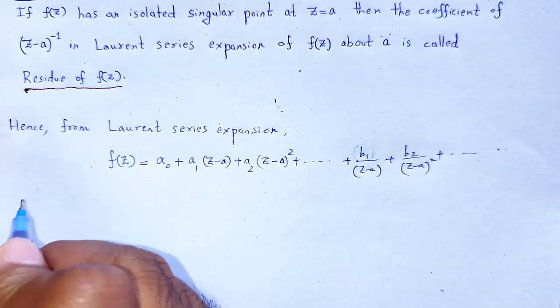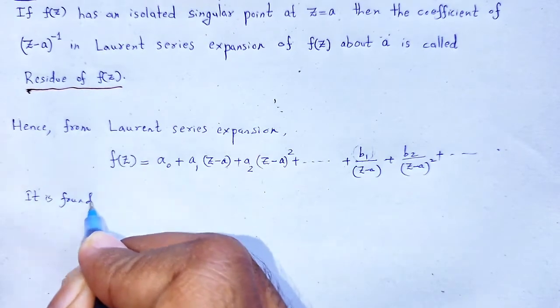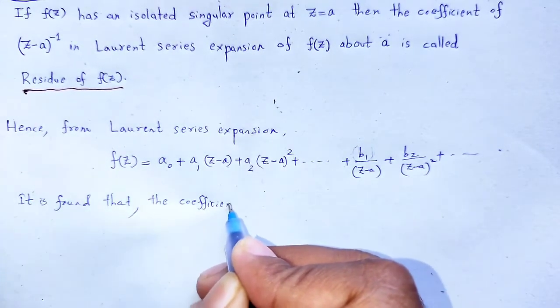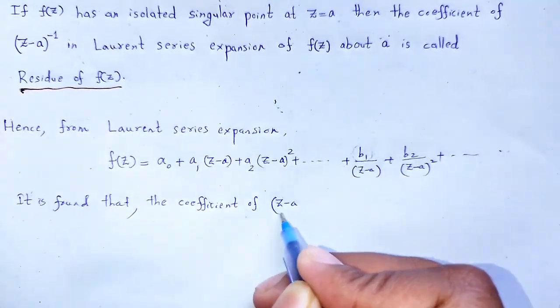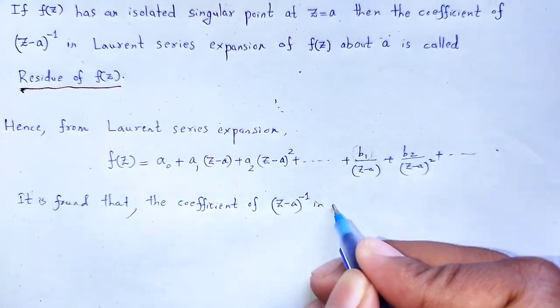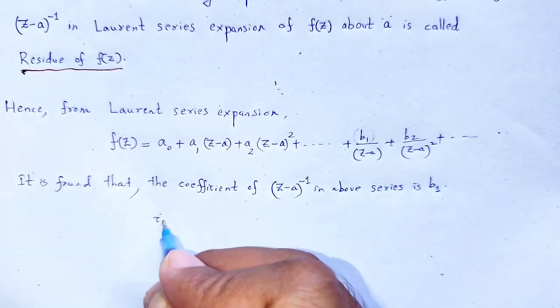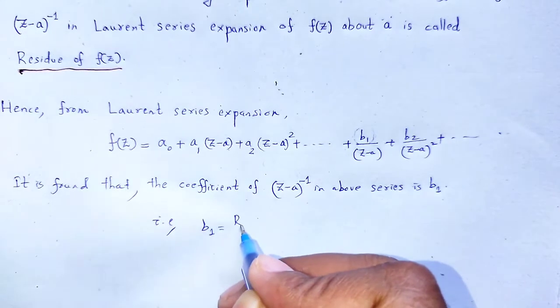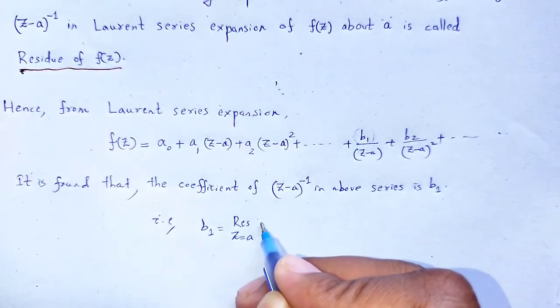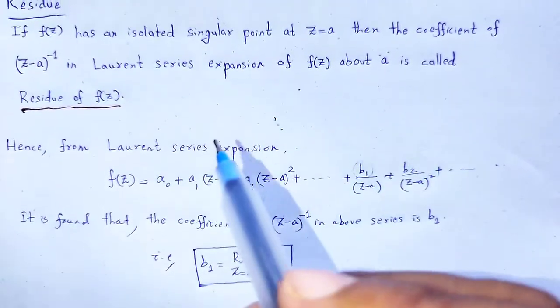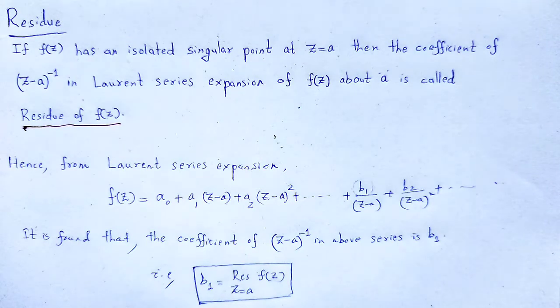So it is found that the coefficient of z minus a to the power minus 1 in the above series is b1, that is, b1 is the residue at z is equal to a of that given function f of z. So residue is evaluated at the pole. There are various techniques. By using these technical rules, we can easily find out the residues.